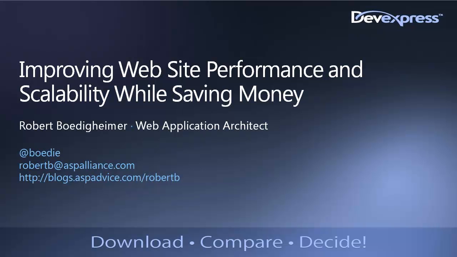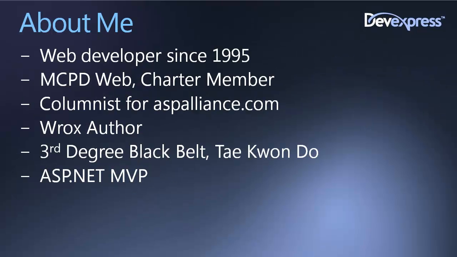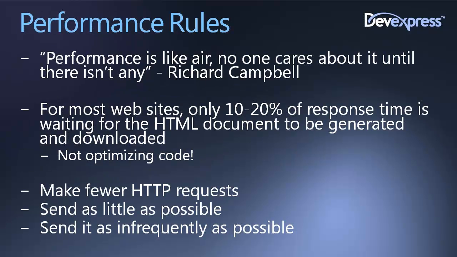We'll skip this because we went through that already. We'll talk about performance rules just to set the baseline of how things should work. Richard Campbell is half of .NET Rocks and one of the founders of Strange Loop Networks. I saw one of his performance talks, and I love this quote: "Performance is like air, no one cares about it until there isn't any," which is very true.